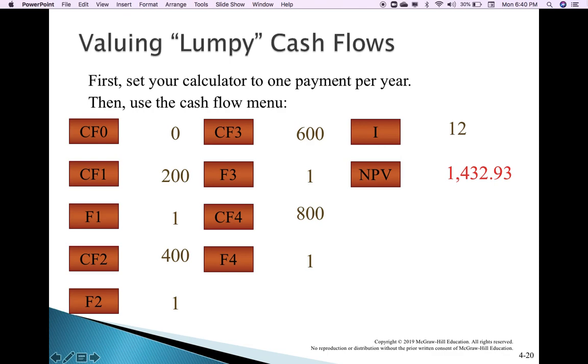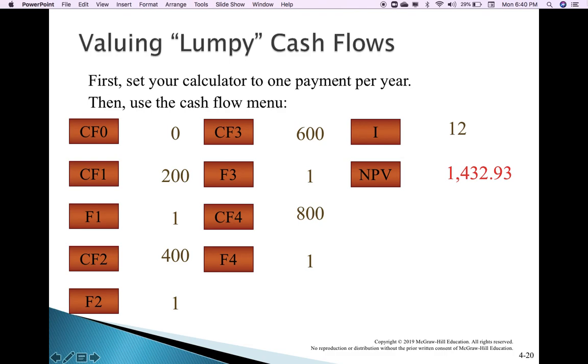C02. C02 is 400. Enter. Down arrow. F02 is equal to 1. Again down arrow. C03. C03 is 600. Enter. Again down arrow. F03 is equal to 1. Again down arrow. C04. C04 is 800. Enter. Again down arrow. F04 is equal to 1.